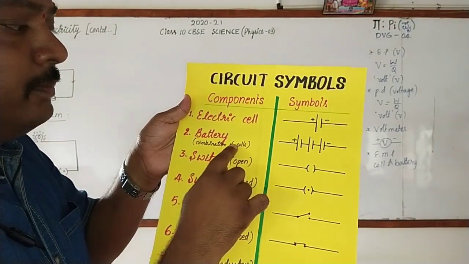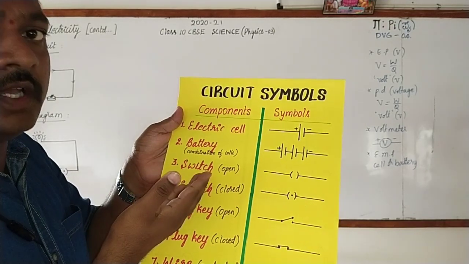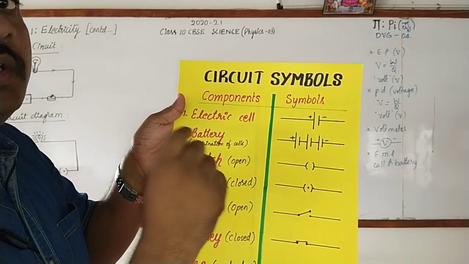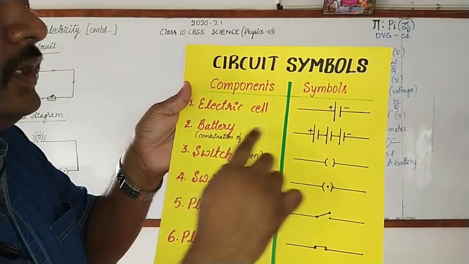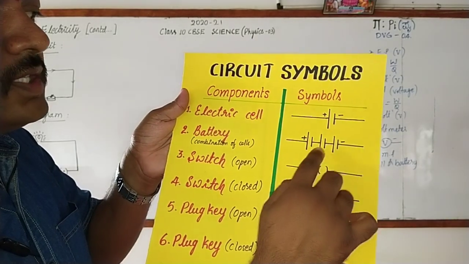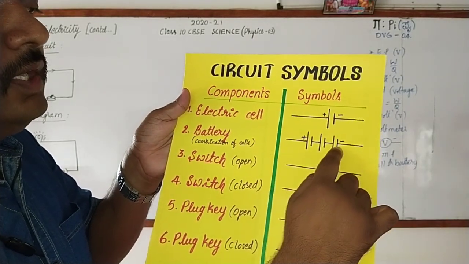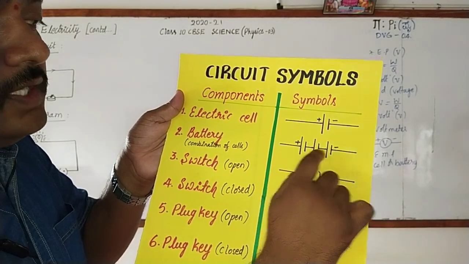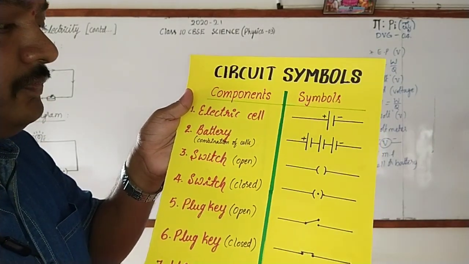And second one, battery. Battery is also a device which converts chemical energy into electrical energy. But the only difference is, it's a combination of many cells. See that, more than one cell. Here I have taken 3 cells. This is the positive terminal, next the negative terminal, and these cells are connected with a line.